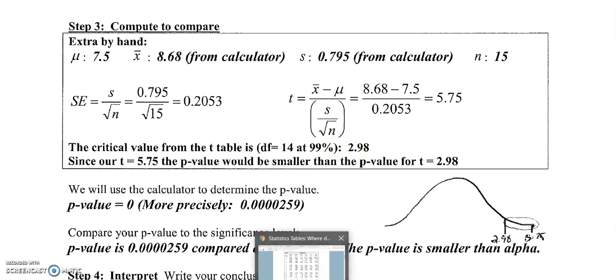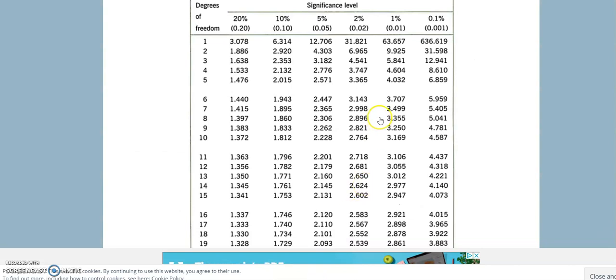There are different t-tables, so here's one example of a t-table. So since we're doing 99%, we look at the 1%. Our degrees of freedom is 14. That's where we get the 2.98 from.